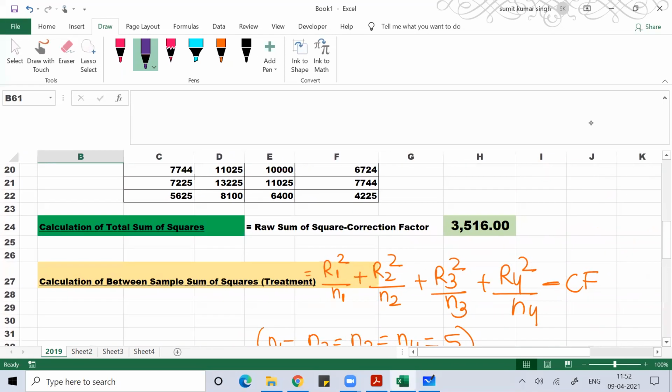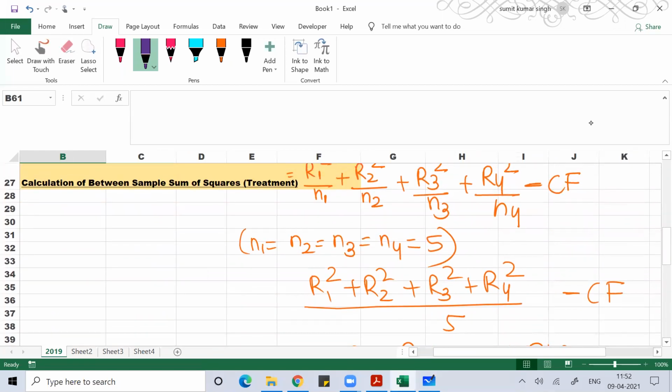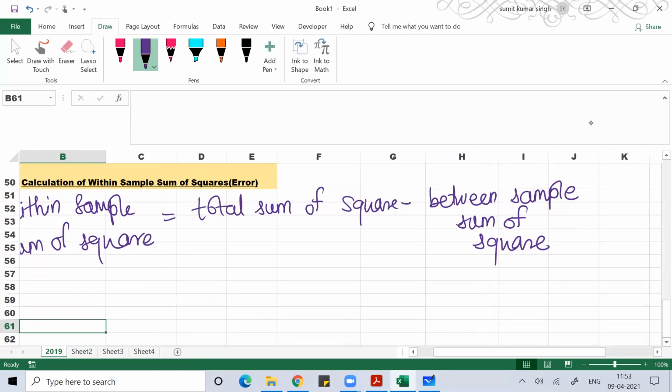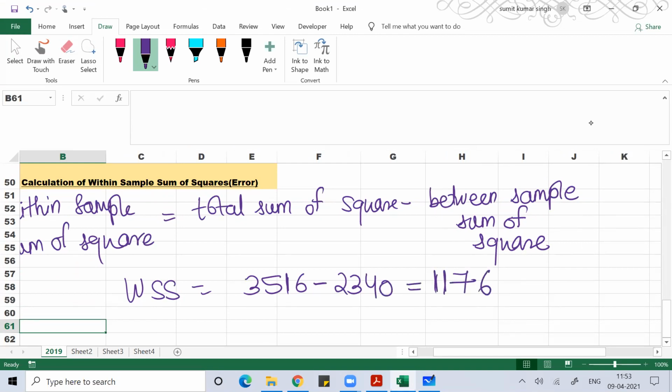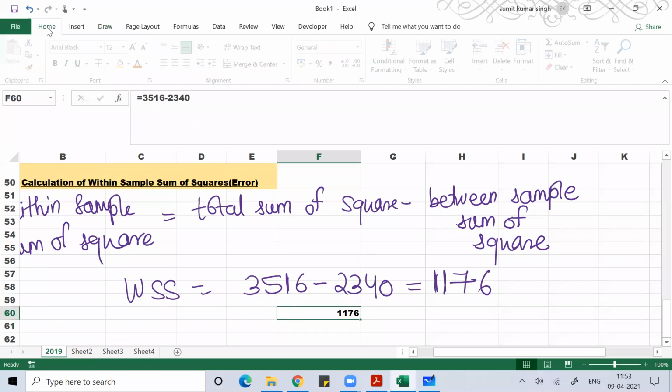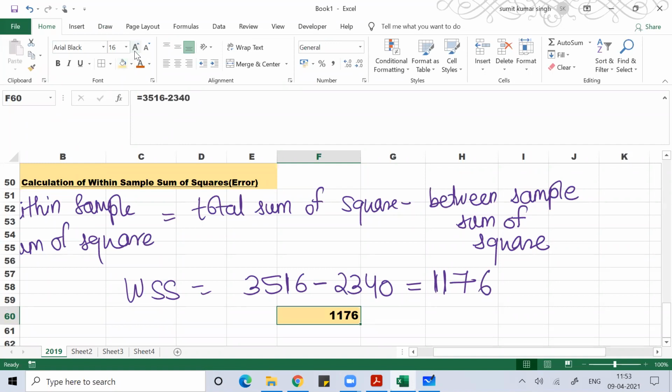So the total sum of square you got was 3516, and the between sample sum of square you got is 2340. So within sample sum of square will be 3516 minus 2340, and that will be equal to 1176. This is your value for within sample sum of square.